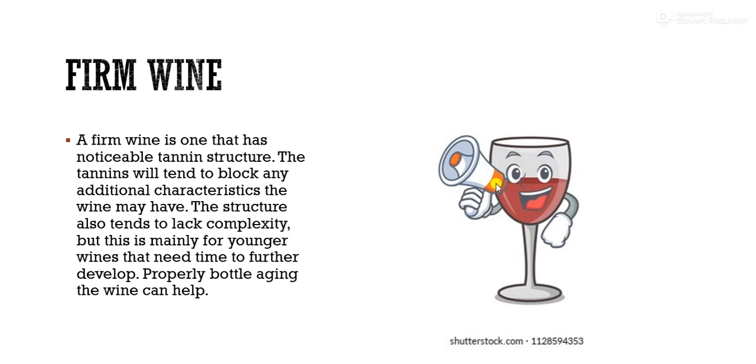Now we go to firm wine. Exactly the opposite of what we said for the soft wine, you can say for the firm wines. A wine that has a noticeable tannin structure or acidity structure or alcohol volume is considered a firm wine. If somebody is asking you for a firm red wine, you should advise a full body wine with a high level of tannin. And if somebody is asking you for firm white wines, you go for medium to full body wines with a high level of acidity. So the alcohol level, acidity and tannin are the main features of the firm wine.